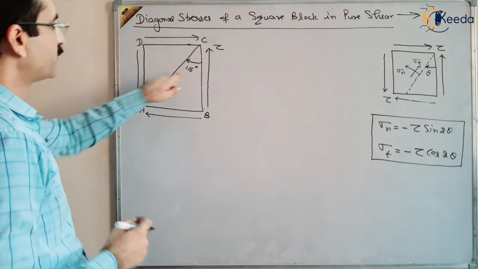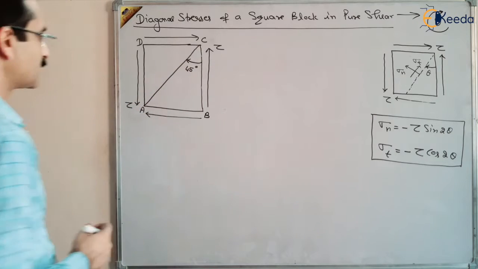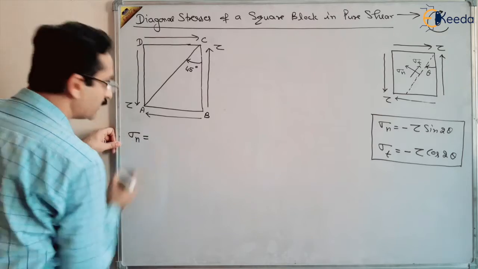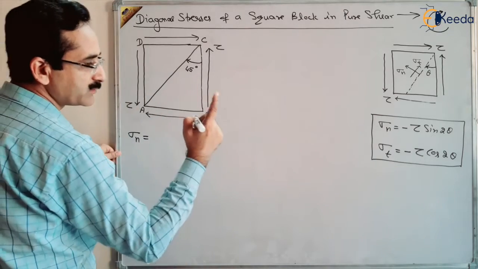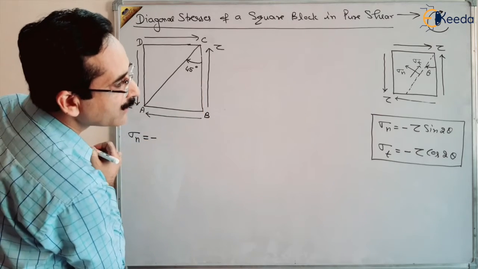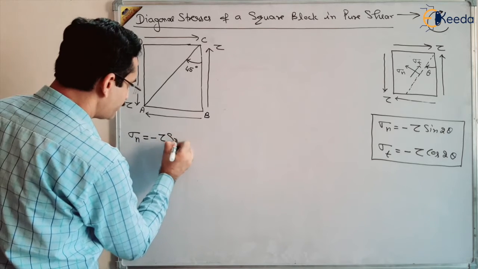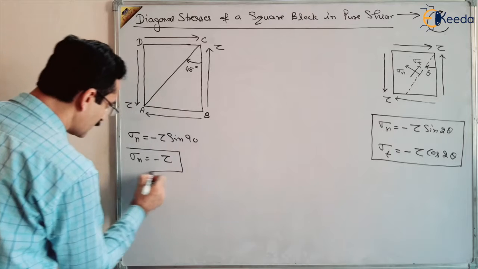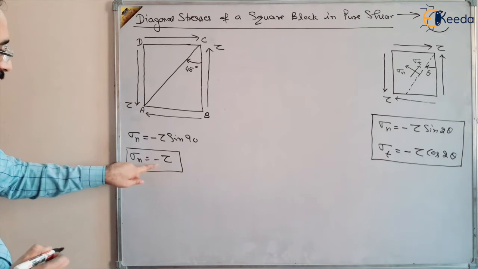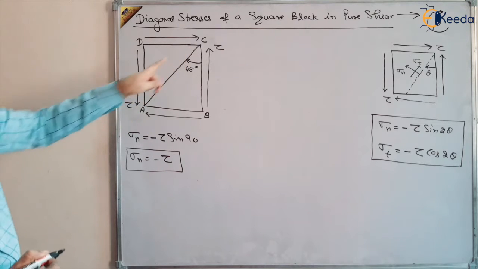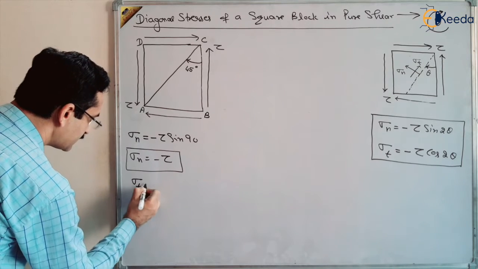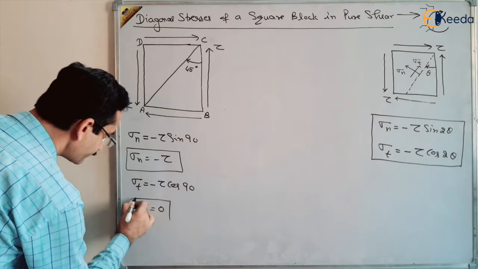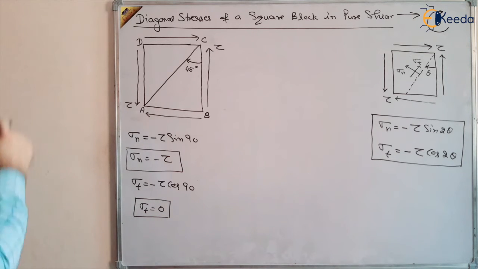As you know, for a square block the diagonal will be at an angle of 45 degrees to the vertical side, right? So what will be the stresses at 45 degrees? Sigma n in this case will be equal to minus tau sine 2 theta, where 2 theta becomes 90 degrees. So minus tau sine 90. How much will this be? Sine 90 is 1, so this will be equal to minus tau. So these are the normal stresses on plane AC, which is the diagonal of this square block. And what is the tangential stress? That will be equal to minus tau cos 90, and cos 90 is 0. So there is no shear stress on the diagonal.